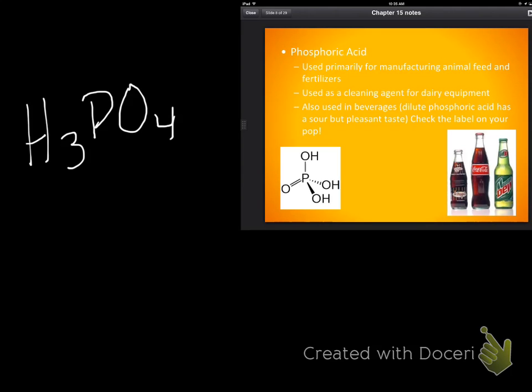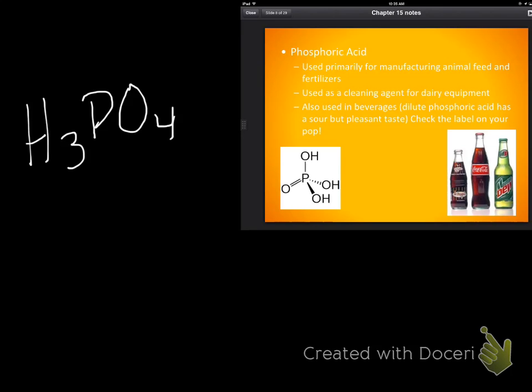So our next acid is phosphoric. This is one that you probably commonly consume. Most pops have phosphoric acid in them. It's also used in animal feed as a source of phosphorus, and it's used in fertilizers for the same reason.